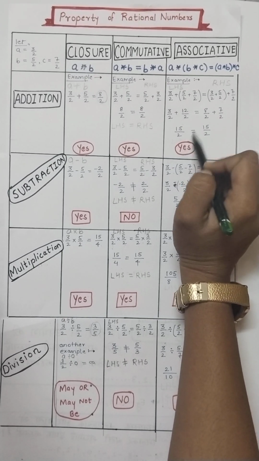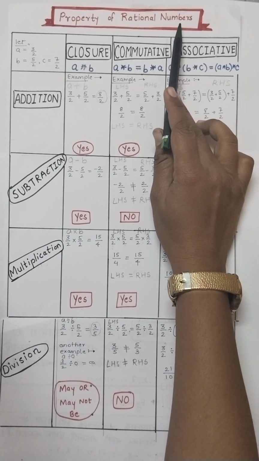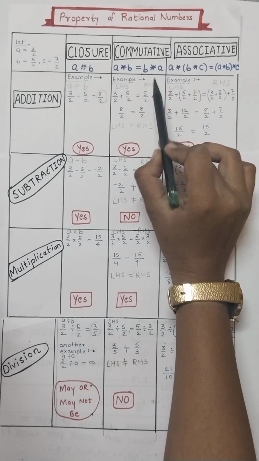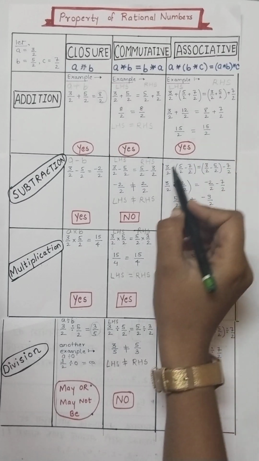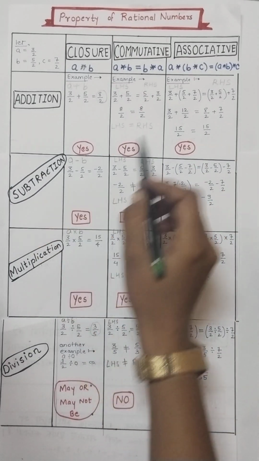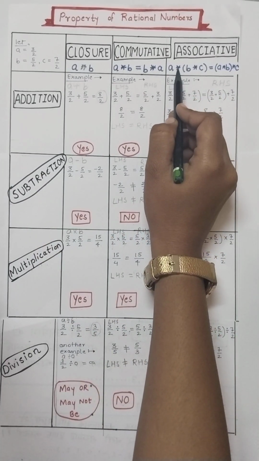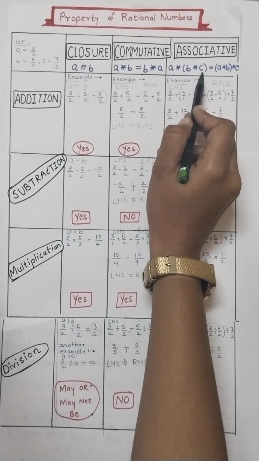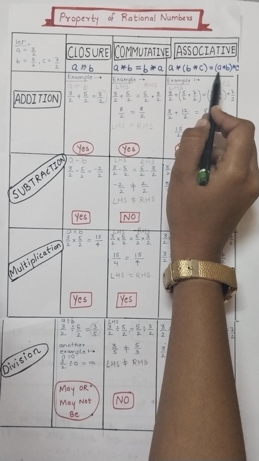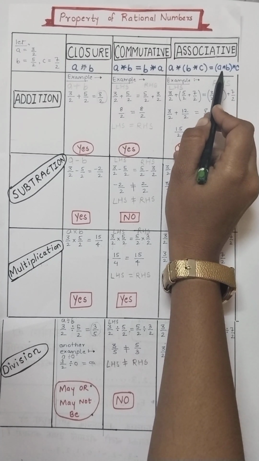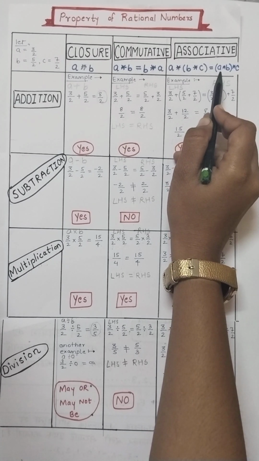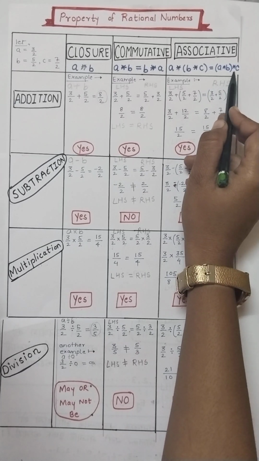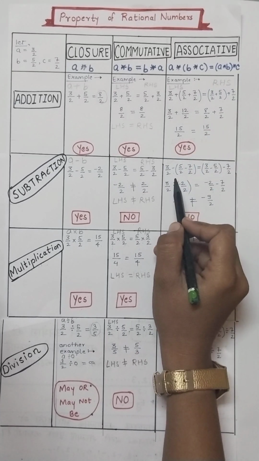So we can say yes, our rational numbers follow associative property with addition. Now next we will see for subtraction. So in place of the asterisk we will put the minus symbol. So a minus, in the bracket, b minus c must be equal to, in the bracket, a minus b, minus c. Put up the values.